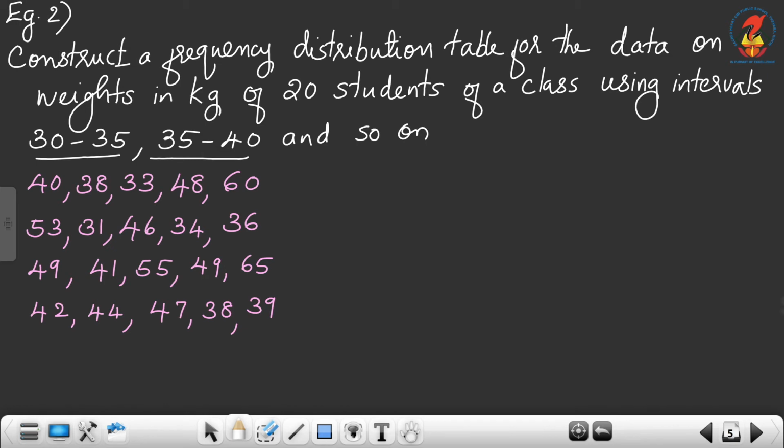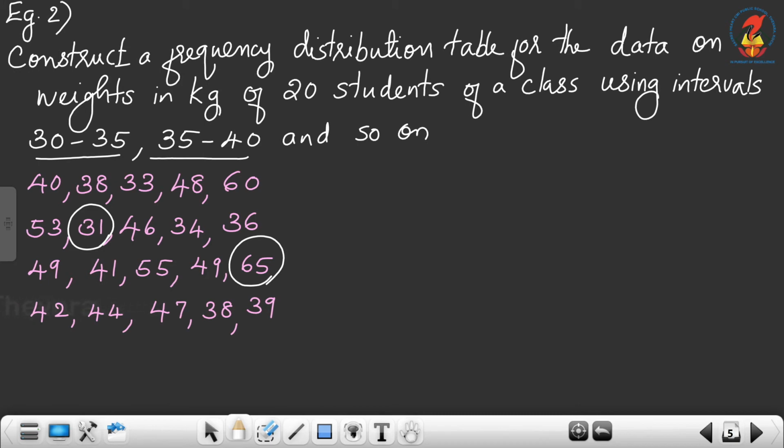Now look at that, out of these observations, so each entry we can call it an observation, we can see that the smallest one is 31 and the highest value is 65. So you have to start from 30 onwards. The lowest value is 31, so we can start from 30 onwards.